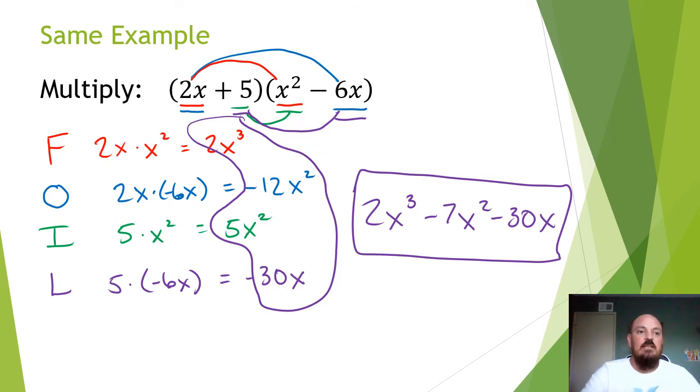So that's what we're doing today. We want to make sure you guys know how to multiply binomials. You can either do it using the distributive property or you can do it using FOIL because it's the exact same thing.